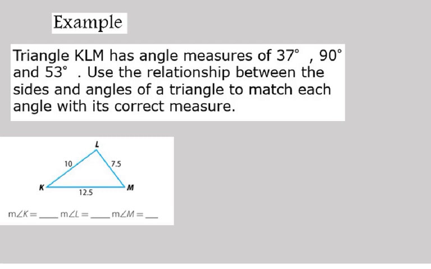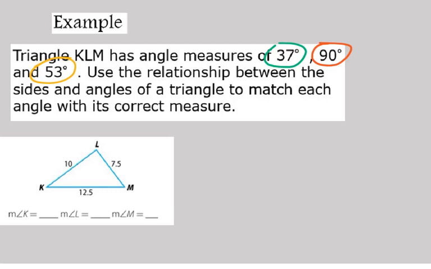Okay, let's look at an additional example here. It's a little bit different in that it wants us to determine which angle measure belongs where. So we have triangle KLM has angle measures of 37, 90, and 53. Again, use a relationship between the sides and angles of a triangle to match each angle with its correct measure. So again, we have a smallest angle, a largest angle, and a mid-size angle.